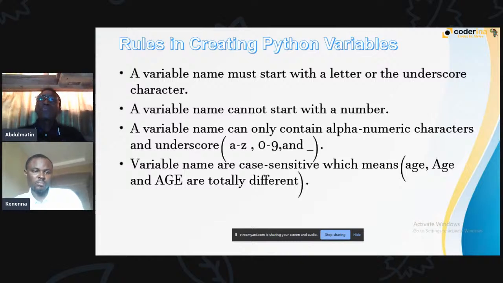So anytime you want to create your variable name, you have to make sure it is case sensitive.